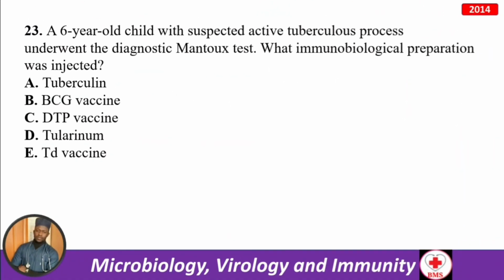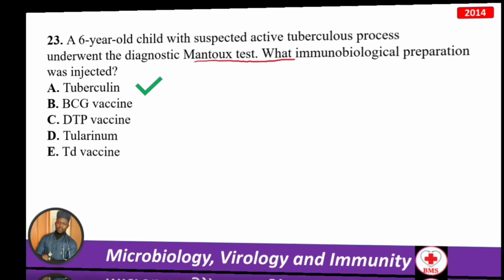A 6-year-old child with suspected active tuberculosis process underwent a diagnostic Mantoux test. What immunological preparation was injected? Mantoux test is tuberculin skin test.